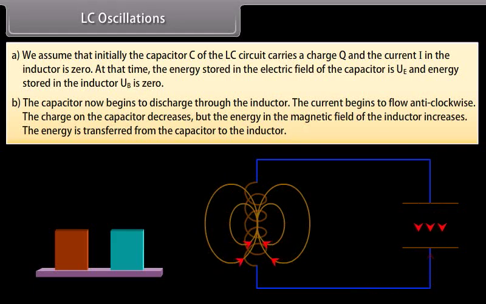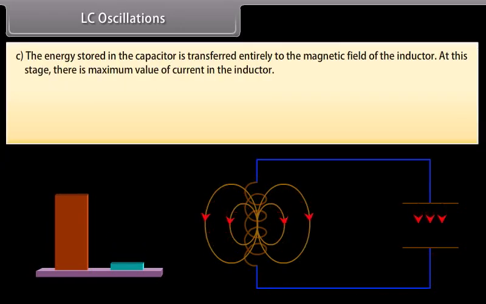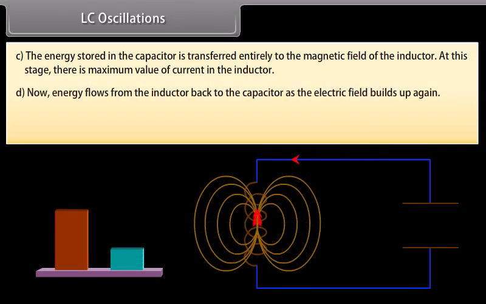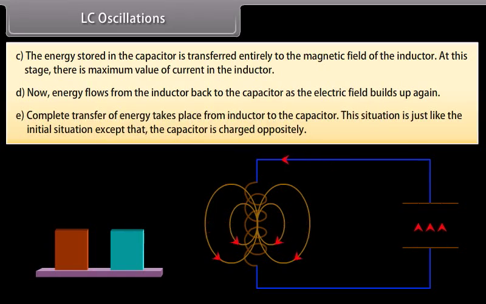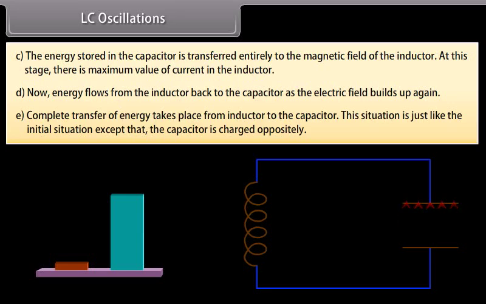The energy is transferred from the capacitor to the inductor. The energy stored in the capacitor is transferred entirely to the magnetic field of the inductor. At this stage, there is maximum value of current in the inductor. Now, energy flows from the inductor back to the capacitor as the electric field builds up again. Complete transfer of energy takes place from inductor to the capacitor. This situation is just like the initial situation except that the capacitor is charged oppositely.